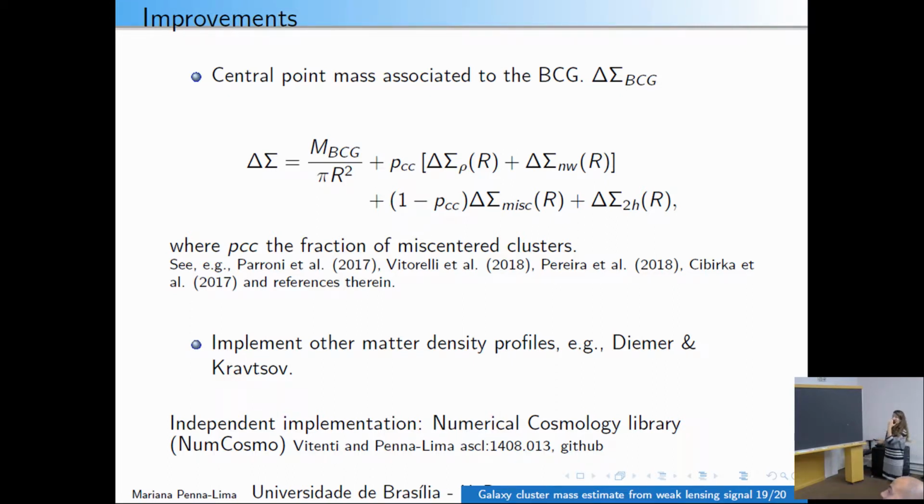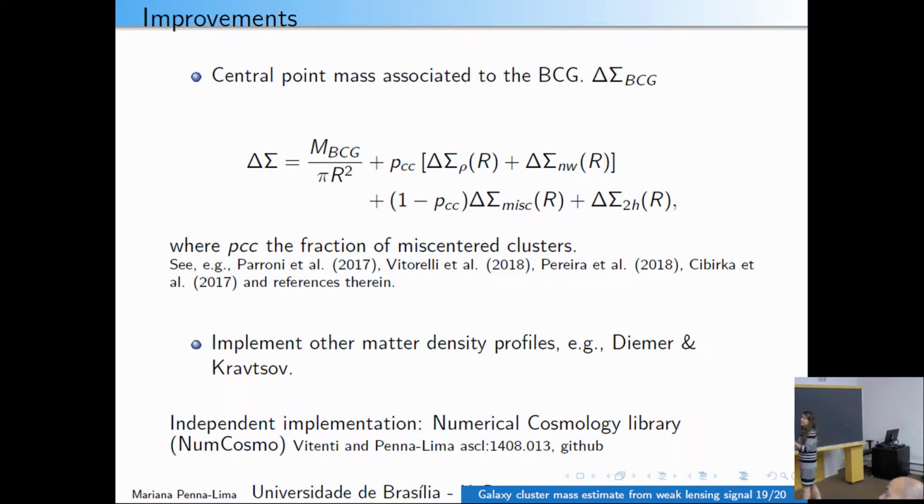Another improvement that we want to make is to implement other halo density profiles, because for now we are assuming that the halo mass distribution is spherical. So we are not taking into account substructures and triaxiality, which are features that you expect in general for clusters. The good news is that for now we are just looking at massive clusters, so this is something that we expect will be a secondary correction.